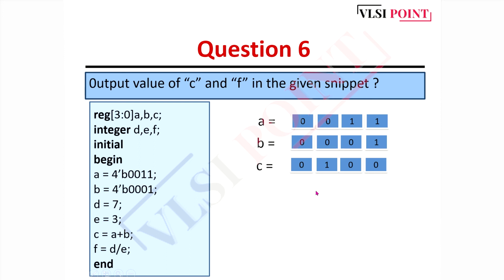Now the F value will be truncated to 2, because when you divide 7 by 3, you will get something like 2 point something. But F is an integer, so we have to consider the integer part only. So the final value of F is 2.